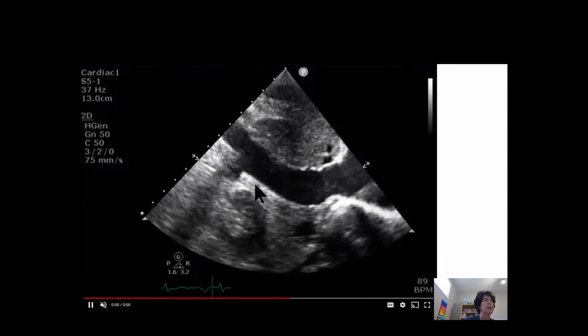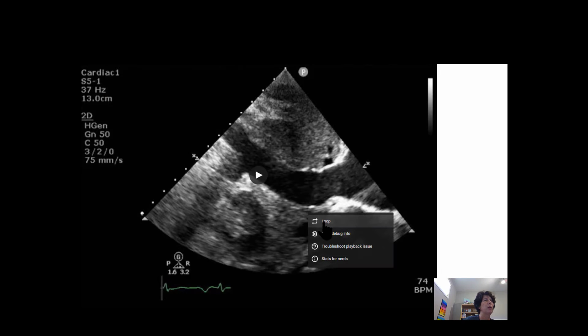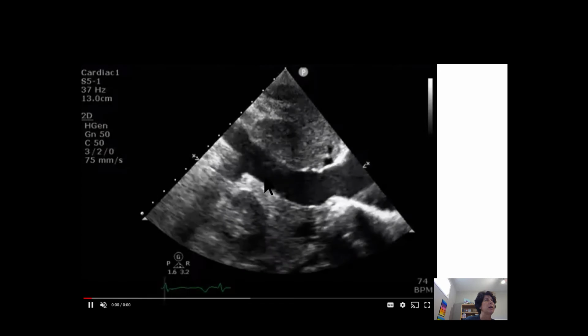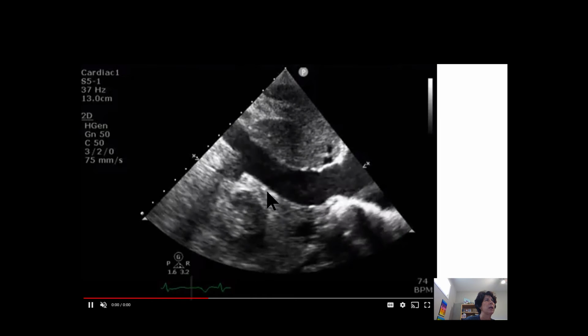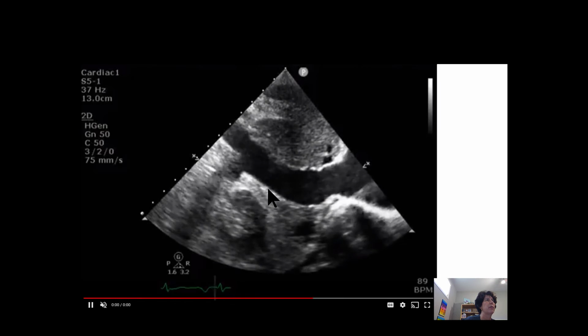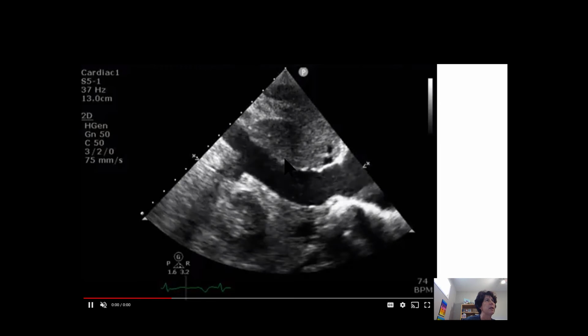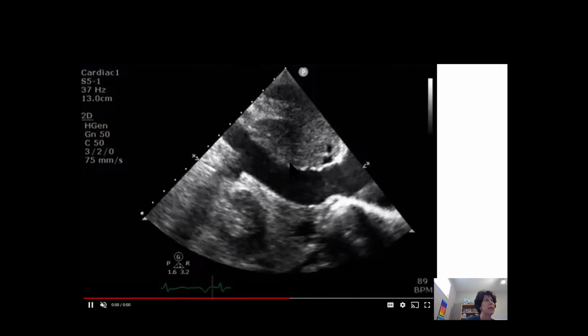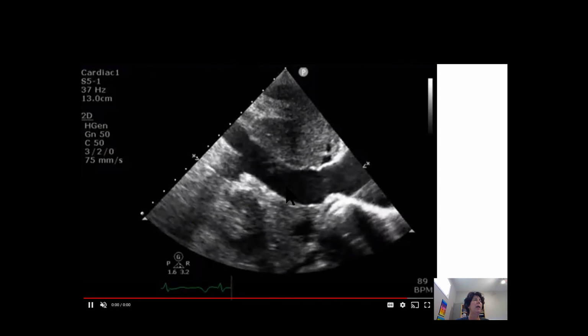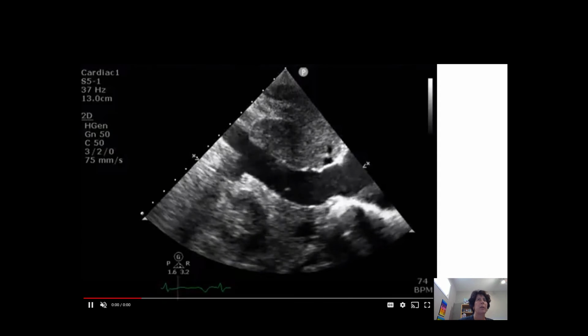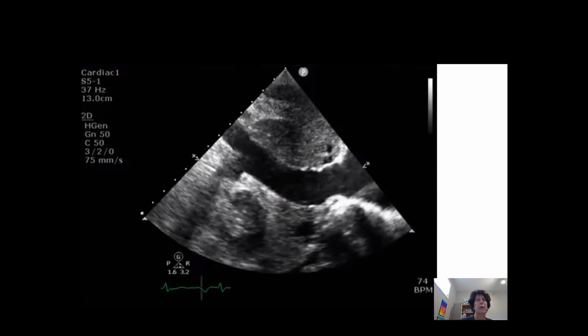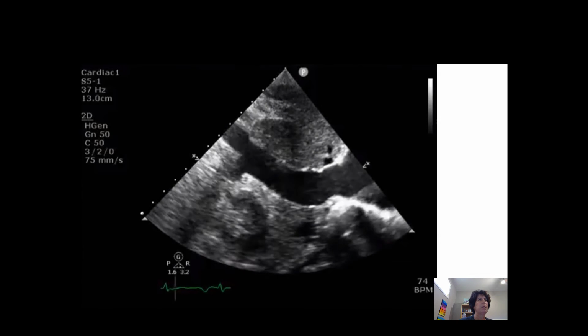Next up is our IVC. So I'll remind you that what we look at in terms of IVC assessment is the diameter of the IVC as well as collapsing through the respiratory cycle or during the sniff. So this is definitely a distended IVC. I don't know about collapsibility, but certainly this does not look like a patient who requires significant fluid resuscitation at this point.